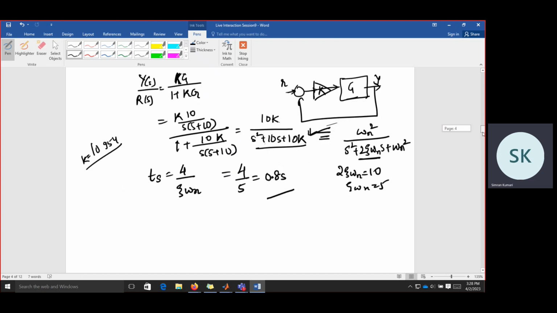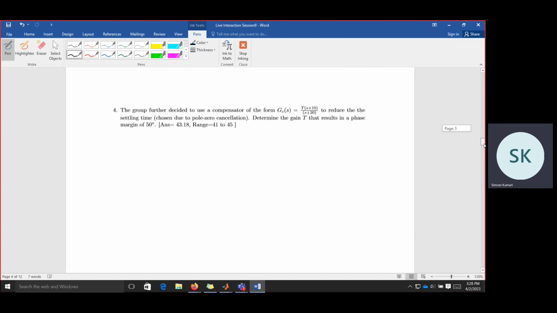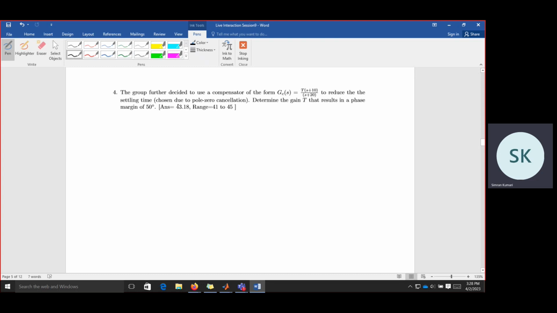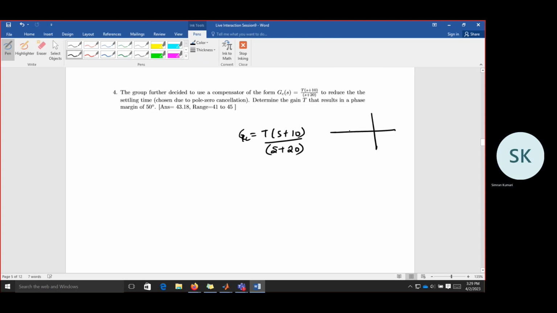Now let us proceed to the next part of this question. The group further decides to use a compensator of the form GC equals T (S plus 10) over (S plus 20). So this is the compensator that is being used. If you see this compensator, it has a zero at -10 and a pole at -20. So it's kind of a lead compensator.